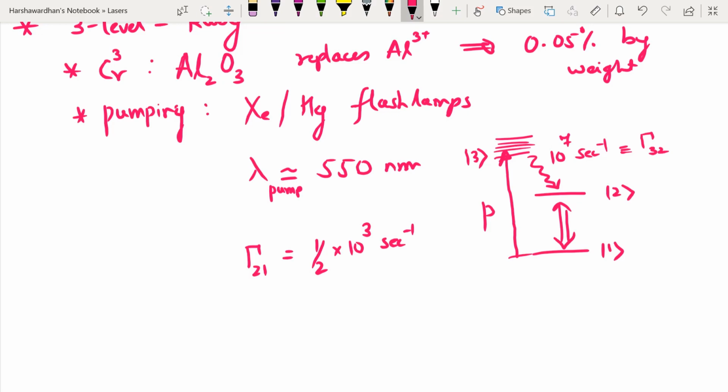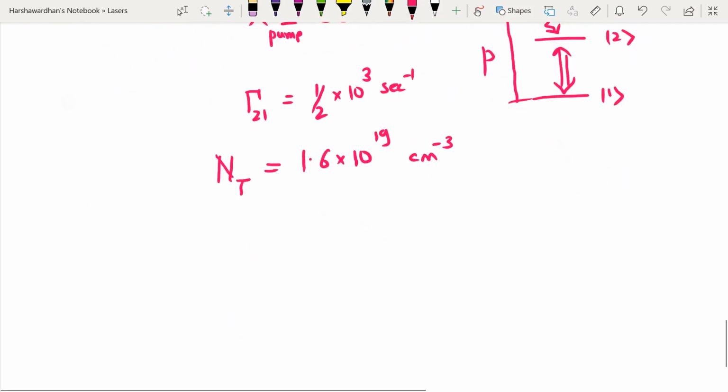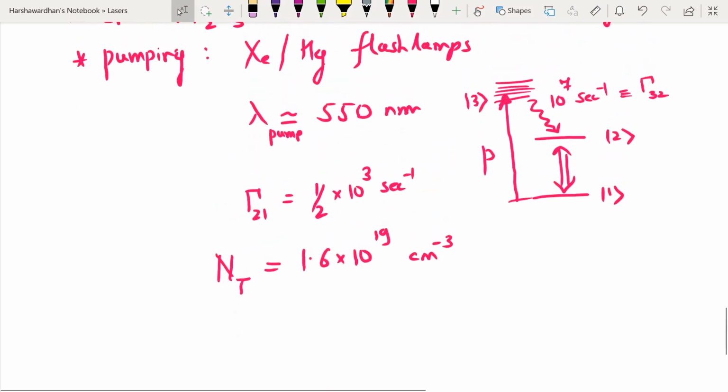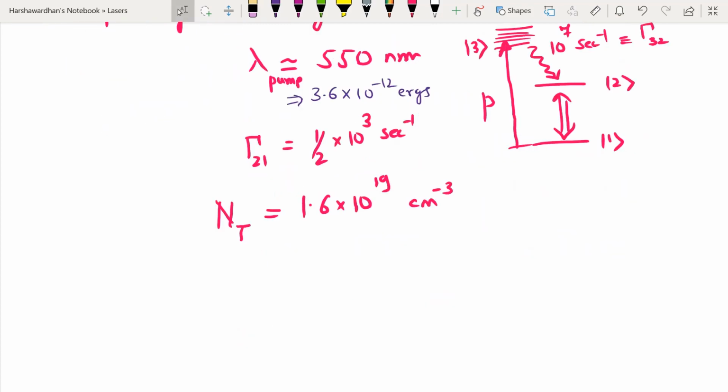The typical number density of chromium atoms is of the order of 1.6 times 10 to the power of 19 per centimeter cube. So that is the number density of chromium atoms. The lambda here corresponds to energy. We are just looking at centimeters and so on, so let's convert this into ergs. This is 3.6 times 10 to the power of minus 12 ergs. This is simply hc by lambda; we use CGS units there rather than SI.